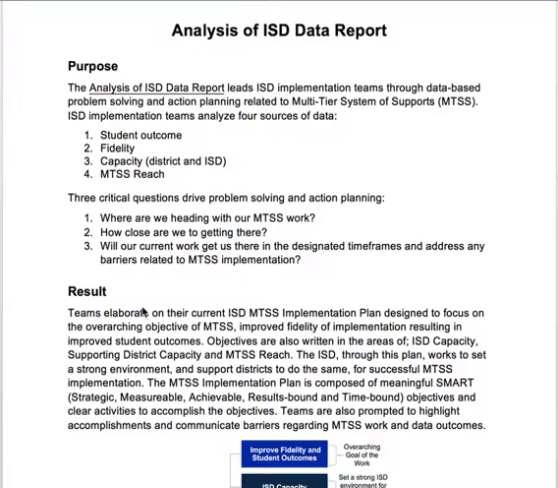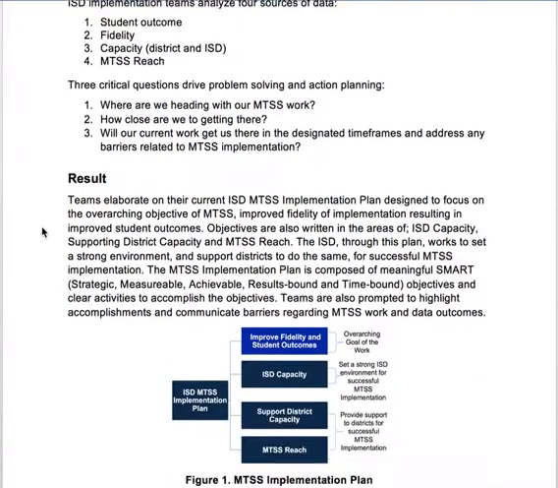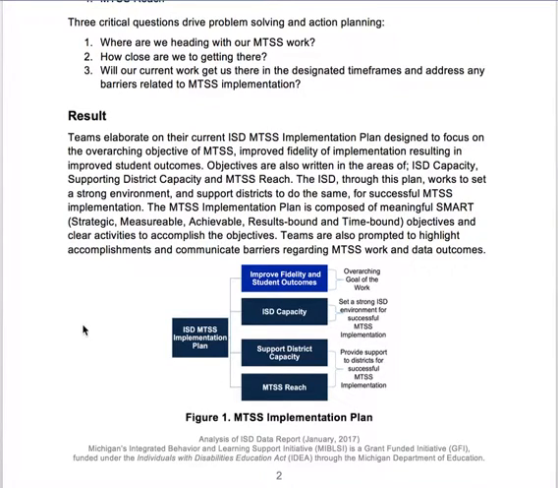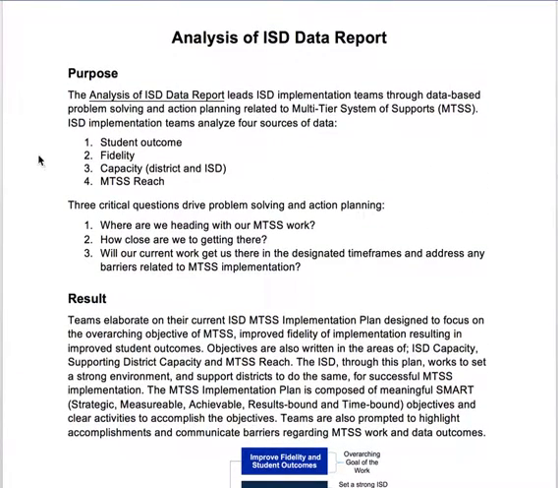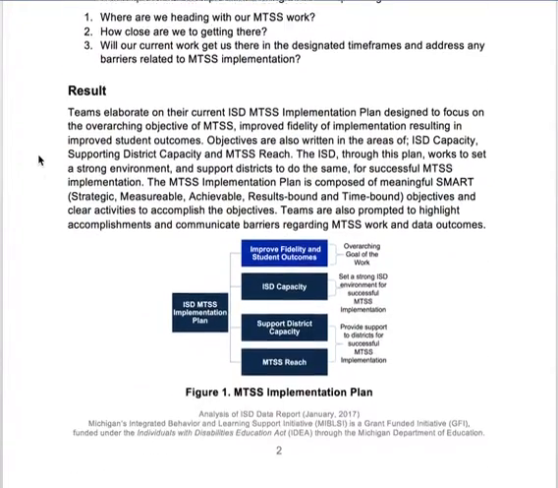This report on the first page starts with an overview of the purpose of the report, as well as an overview of the results that can be expected using this report. In the purpose, it's discussed that the idea here is to use a problem-solving and action planning process related to multi-tiered systems of supports, and that an ISD team is going to use 4 sources of data within their data review process. It also lists the 3 critical questions that are going to be worked through within this report. These are the same 3 critical questions we've always used within ISD data review and that are also used within district level data review.